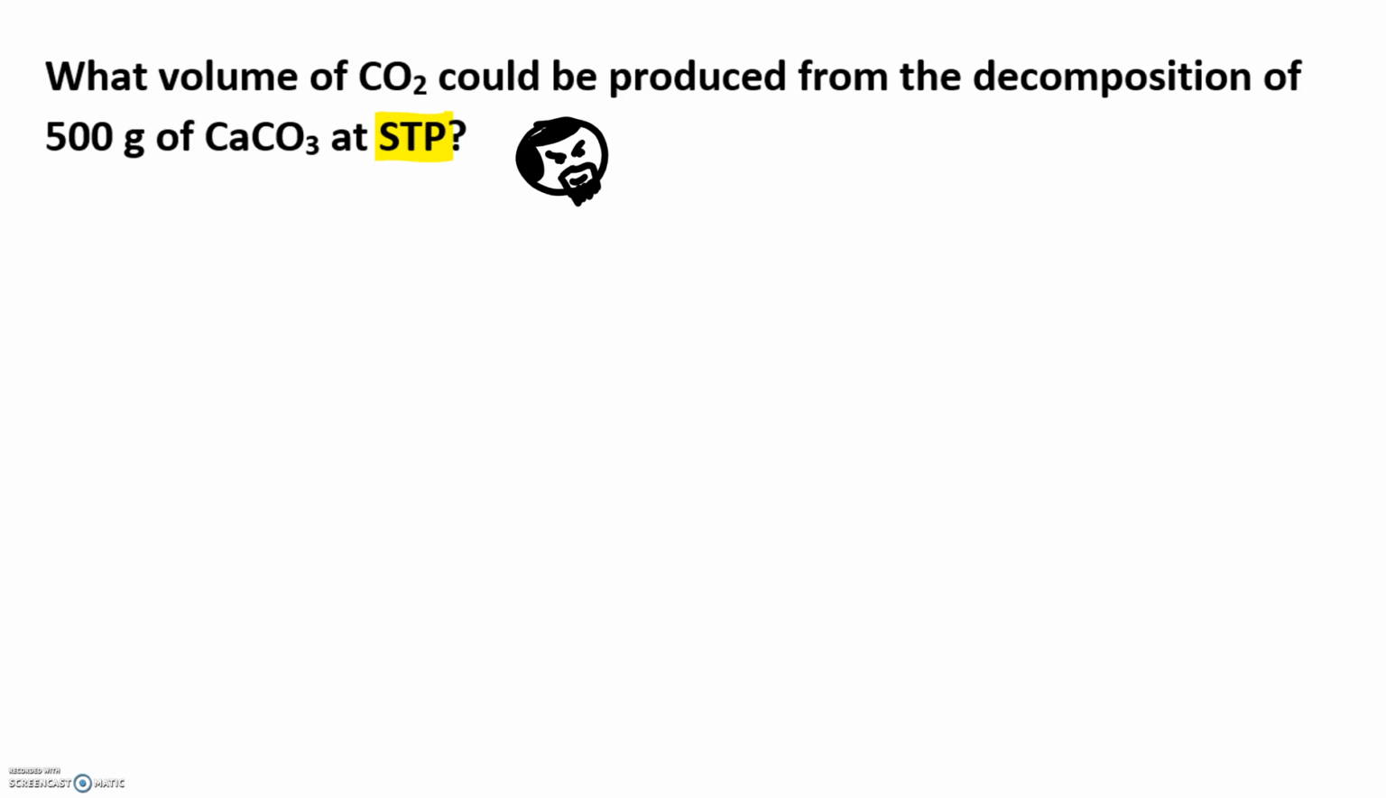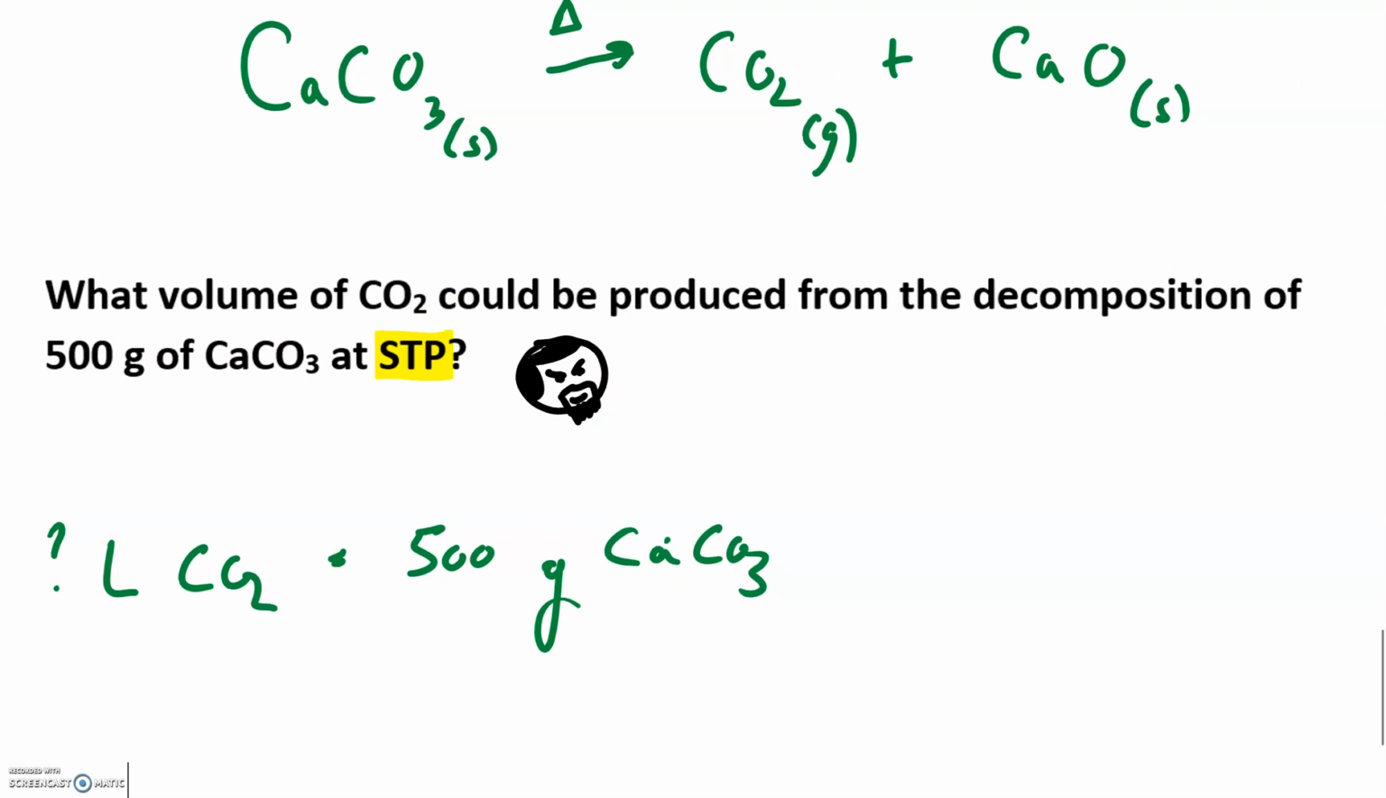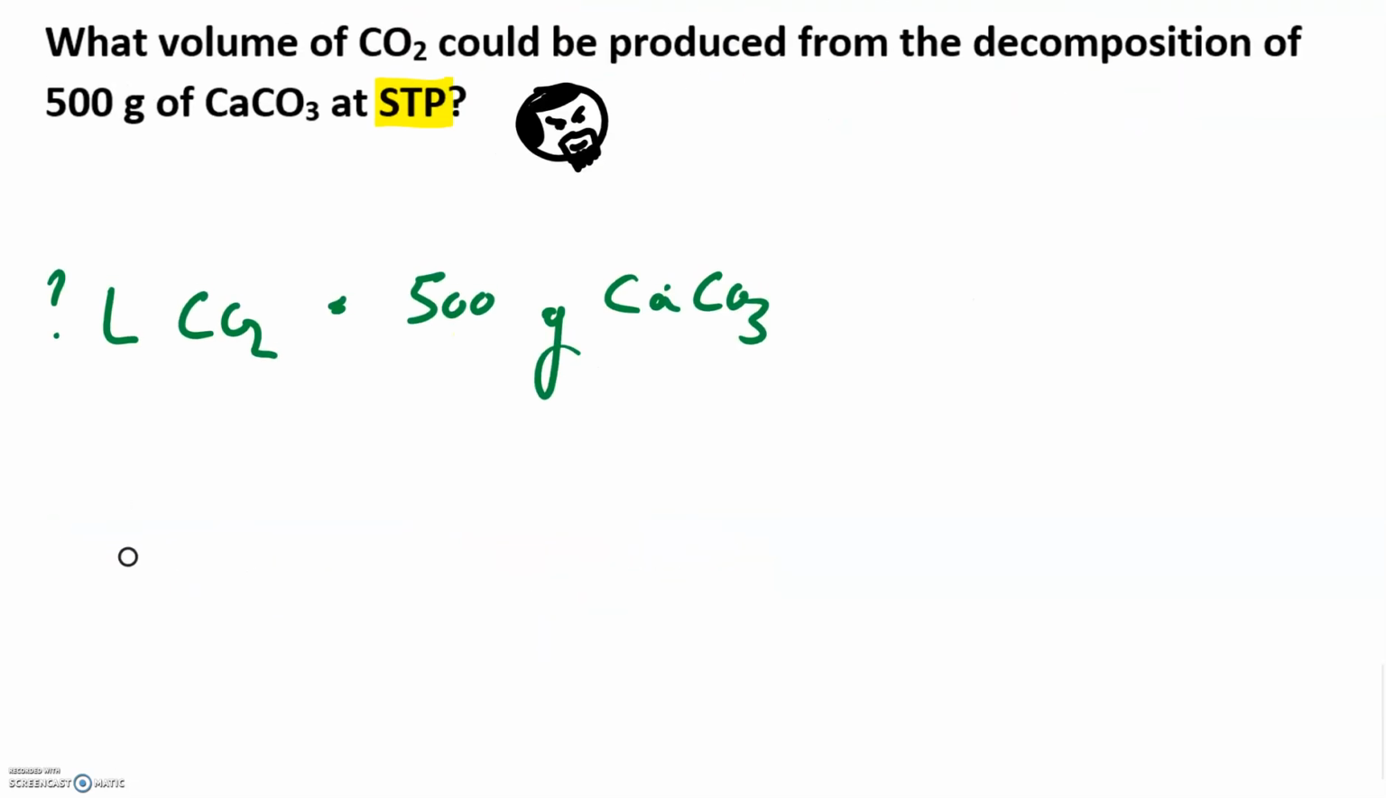So let's set this up like we always do. How many liters of CO2, that's our unknown, could we expect from 500 grams of CaCO3? Well, we're at STP, so we know molar volume is 22.4 liters per mole, and that means we need to find out what is the ratio of moles of CaCO3 to CO2. According to our balanced equation, everything is 1-to-1, so that makes it fairly straightforward.